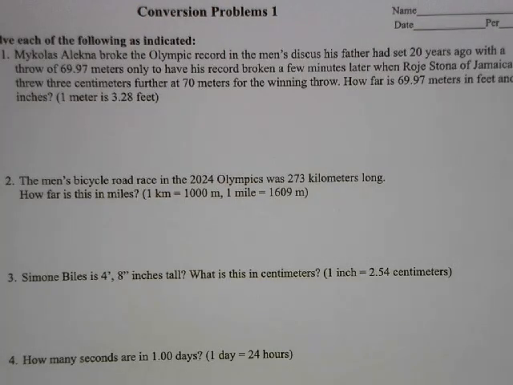So, in this first one, Mikolas Alekna broke the Olympic record in the men's discus his father had set 20 years ago with a throw of 69.97 meters, only to have his record broken a few minutes later when Rajay Stona of Jamaica threw 3 centimeters further at 70 meters for the winning throw. How far is 69.97 meters in feet and inches? I have given you one way of doing it. 1 meter is 3.28 feet.